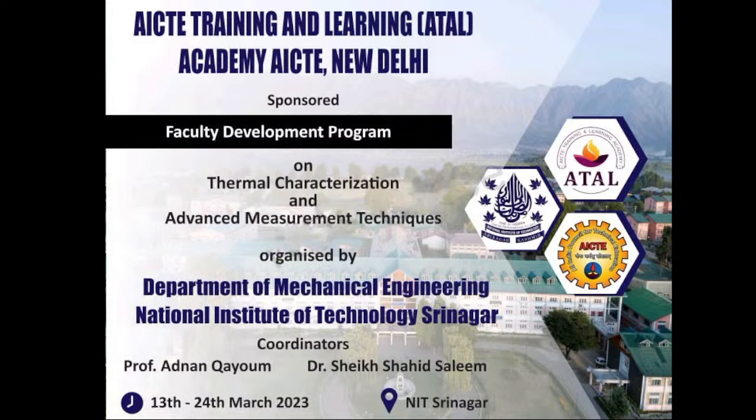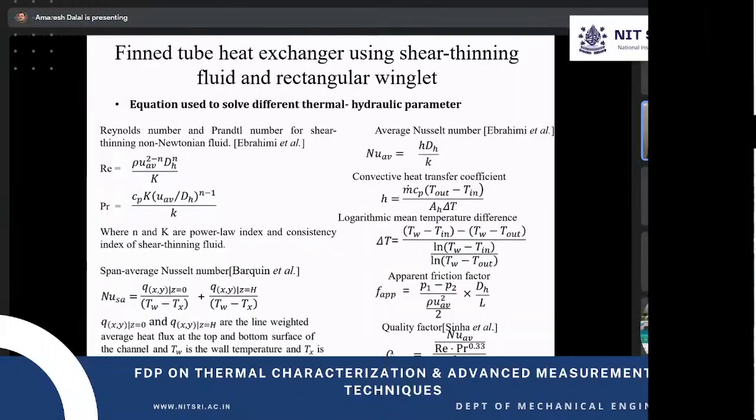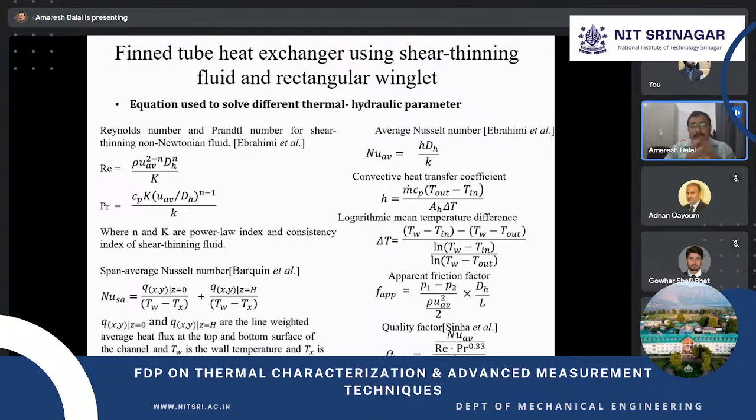You can see that till now we have used a Newtonian fluid, mostly air, with Prandtl number 0.7. That is a Newtonian fluid. But if we use some non-Newtonian fluid, is there any change in the heat transfer? That we want to study. And one present PhD student is working on this topic.